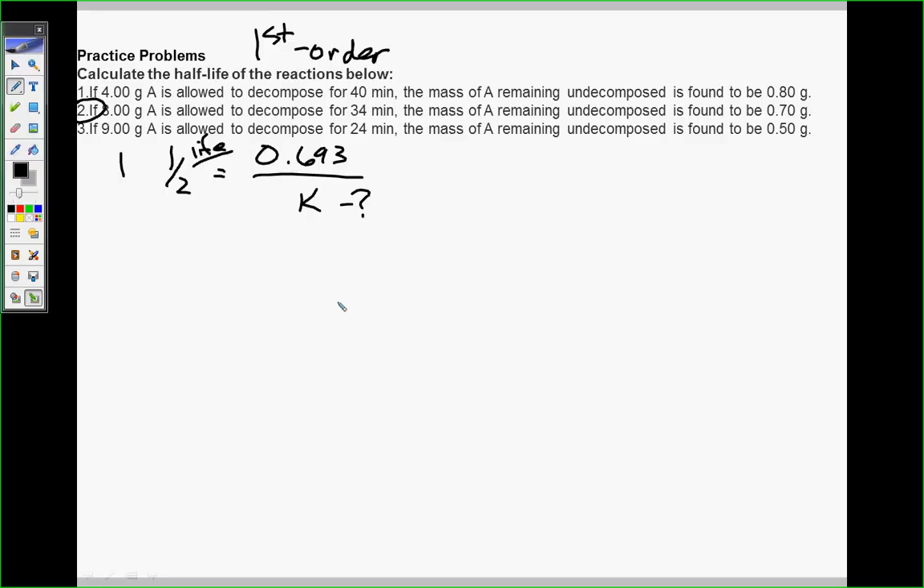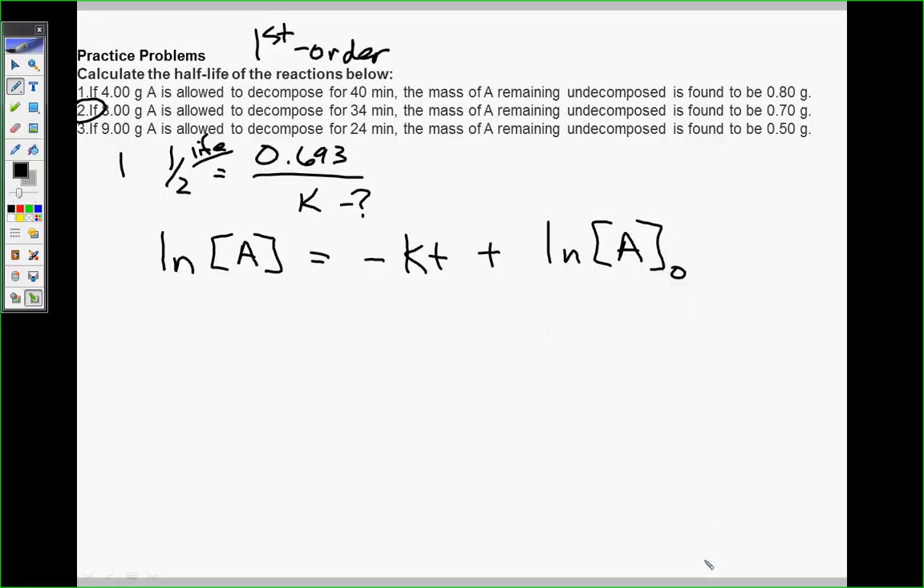It's first order. I have an initial amount, a time, and a final amount. So, natural log. ln of A equals negative KT plus ln of the initial. Now, if I pull out ln of A, what is my A? What do I have for this number? 0.7.